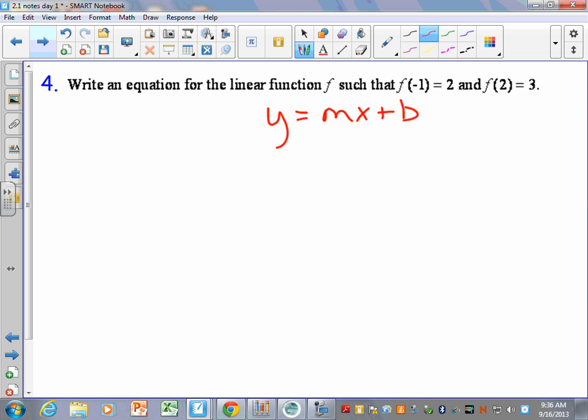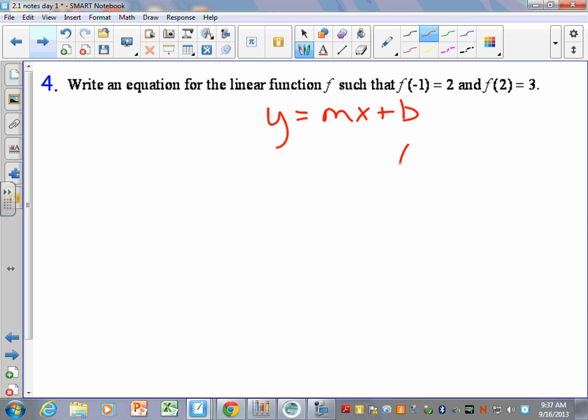When they give you this, what are they giving you? Slope? They're not giving me slope yet, right? They're just giving me points. When we say f of x equals something, this is the x, this is the y. So when they write stuff like this, it's like they're giving you points, which you're going to need to find the slope.